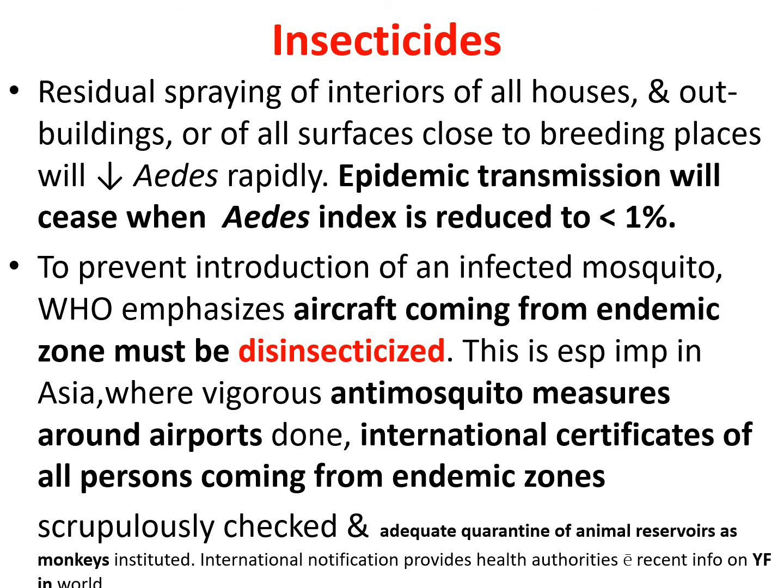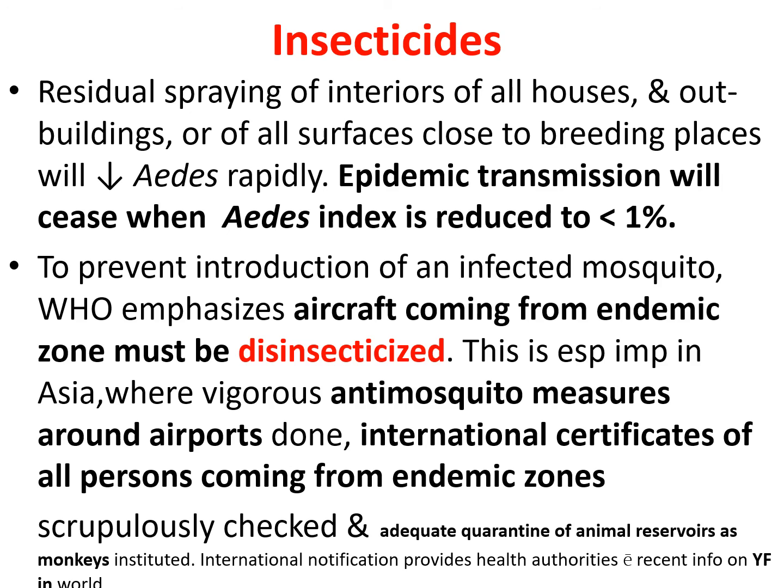1%. To prevent introduction of an infected mosquito, WHO emphasizes that aircraft coming from an endemic zone must be disinsecticized. This is especially important in Asia, because, as you remember, the yellow fever belt does not cross Asia, so we do not want Aedes aegypti to enter these places.